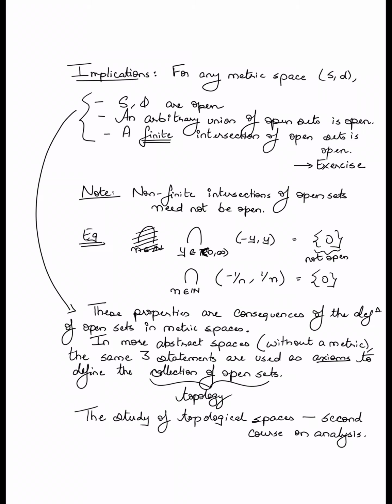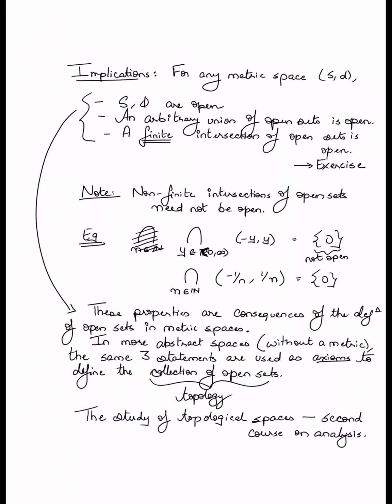Let me just reiterate what I just said. The reason why I've written these three properties the way I have is to highlight exactly this generality: these three properties are easy consequences of the definition of open sets in the context of a metric space, but in more general spaces called topological spaces, these three statements are instead used as axioms to define the collection of open sets. And that collection of open sets is called a topology.